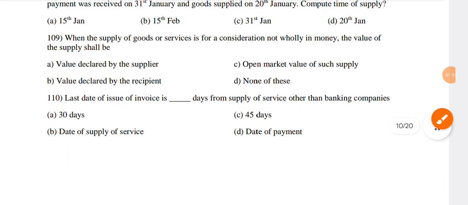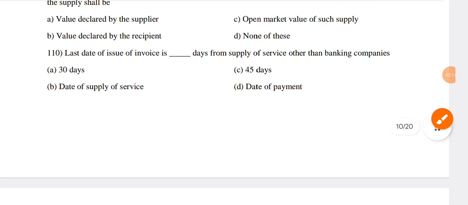Next question. When the supply of goods or services is for a consideration not wholly in money, the value of supply shall be: option A, value declared by the supplier; B, value declared by the recipient; C, open market value of such supply; and D, none of this. The correct option is C. Next question. Last day of issue of invoice is dash days from the supply of services other than banking companies. Option A, 30 days; B, date of supply of service; C, 45 days; and D, day of payment. The correct option is A, 30 days.